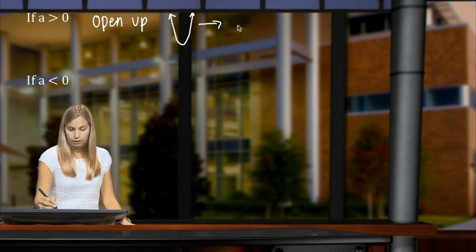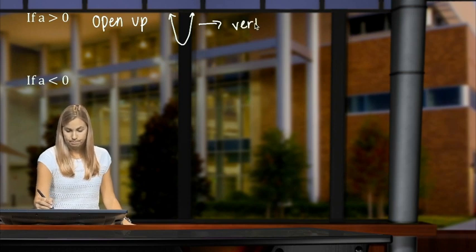If the lead coefficient a of a quadratic function is greater than 0, that tells me that my parabola will open up. In other words, it's going to look like this. And if my parabola opens up, what does that tell me about the vertex? It tells me that the vertex is a minimum.